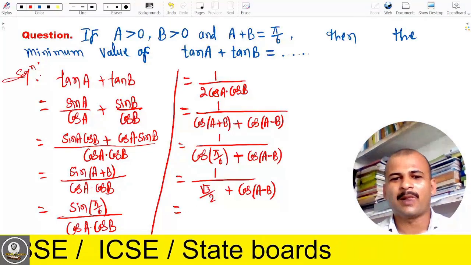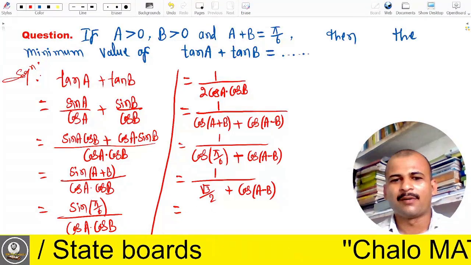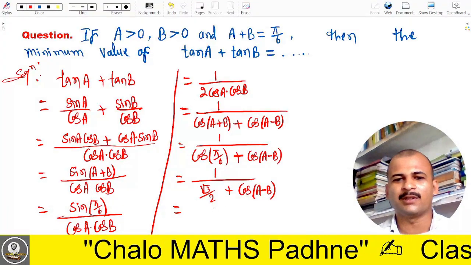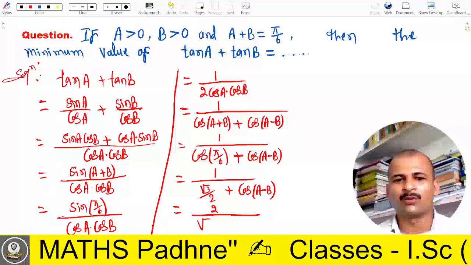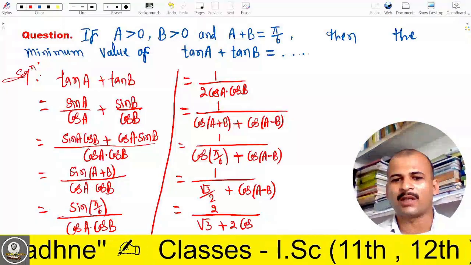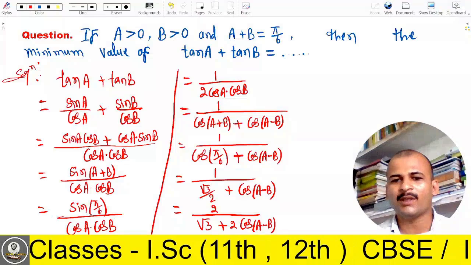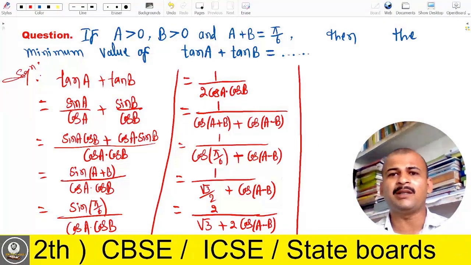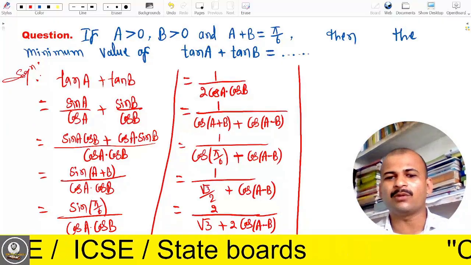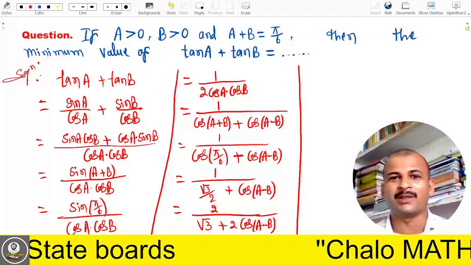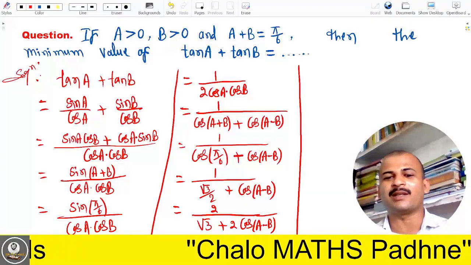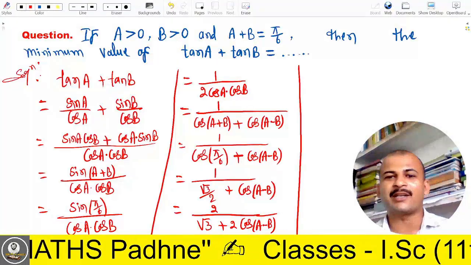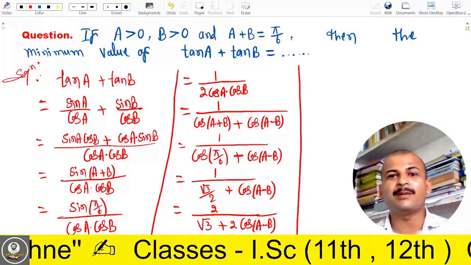So first we solve by taking the LCM 2 with the denominator of cos(A minus B). This gives us 2 by root 3 plus 2 times cos(A minus B). Since we have to find the minimum value, we should divide by the maximum number. We know the maximum value of cos theta is equal to 1.